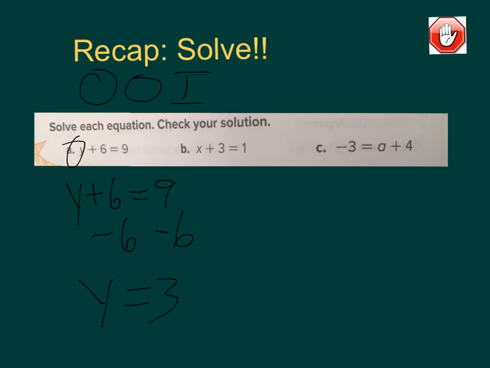Therefore, if it says x plus 3, the opposite operation of addition is subtraction. So I subtract 3, a golden rule, subtract from both sides. X now equals negative 2.